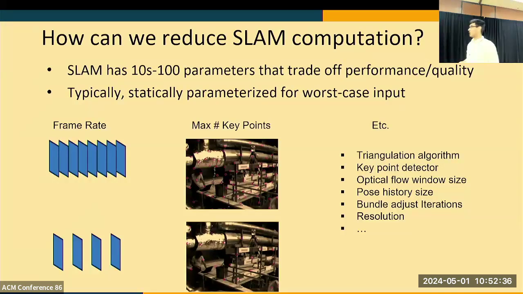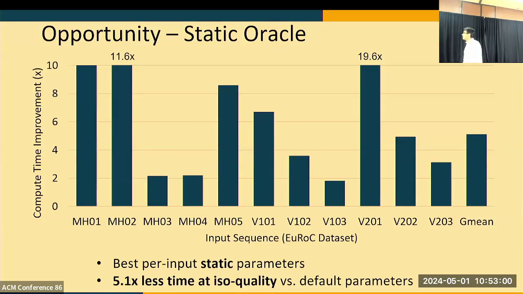The second thing about SLAM is that these parameters are usually statically parameterized for the worst case input. So whether the input's easy or hard, we're just using the same parameters the whole time. So it's got to deal with everything. Instead, if we specialize the parameters to the situation, maybe we can save some computation. So, let's say we specialize the parameters. How much can we actually get?